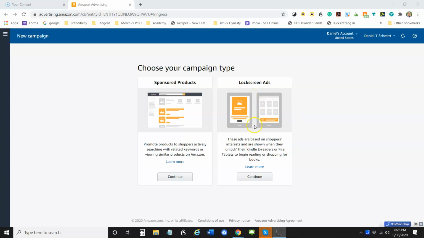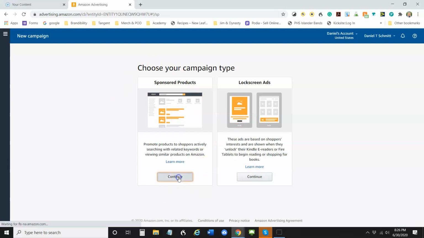Lock screen ads are basically on a Kindle, and for low content books and paperback books, I don't think lock screen ads are a good idea, because people on a Kindle click on the lock screen ad, they want to purchase the book and read it on their Kindle right away. These types of ads are also good if you are planning on doing a series of books. So if you had a series of ebooks, lock screen ads might be for you. But for low content books, you're probably considering sponsored products.